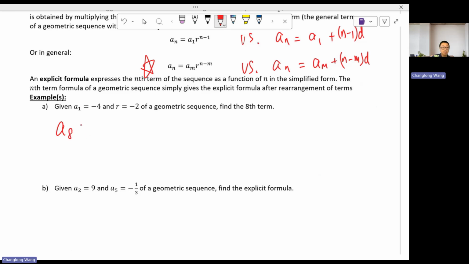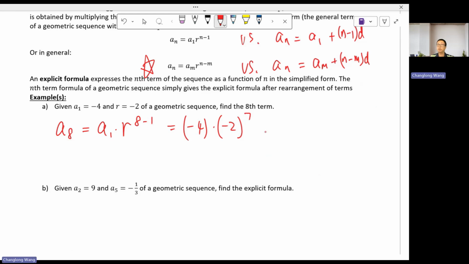So a sub 8 is a sub 1 times r to the power of 8 minus 1. Notice that's always the difference between the indices. That'll be negative 4 raised to the power, oh, my bad. Negative 4 is just the a sub 1. Times negative 2, which is the common ratio, raised to the power of 7.